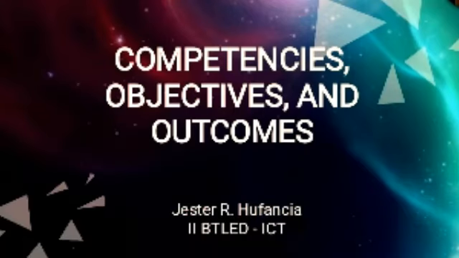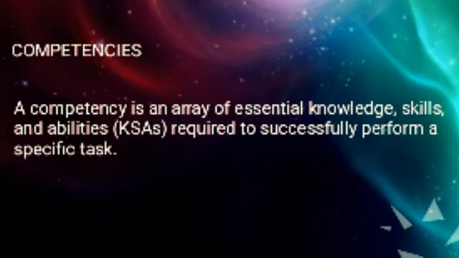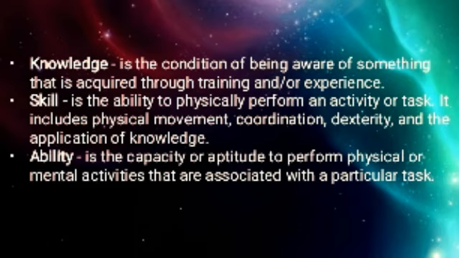Competency is an array of essential knowledge, skills, and abilities required to successfully perform a specific task. Knowledge is the condition of being aware of something that is acquired through training and/or experience. Skill is the ability to physically perform an activity or task. It includes physical movement, coordination, dexterity, and application of knowledge. Ability is the capacity or aptitude to perform physical or mental activities that are associated with a particular task.